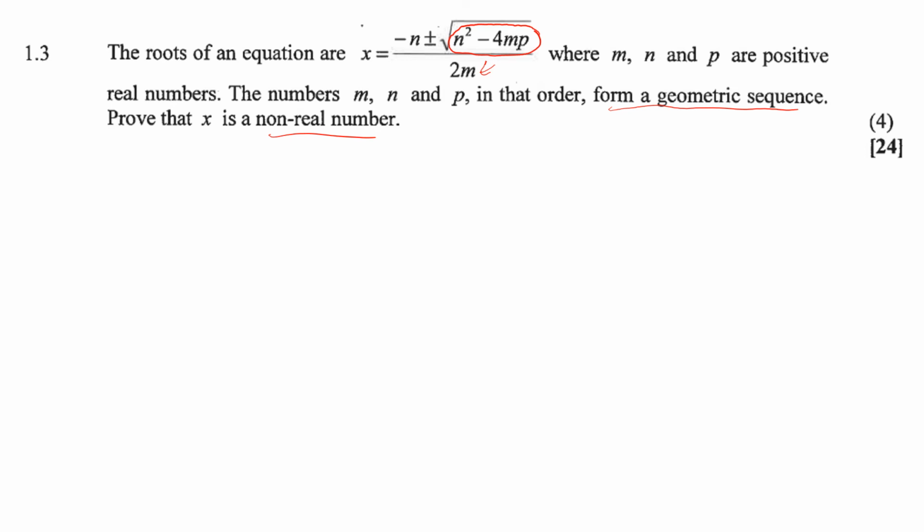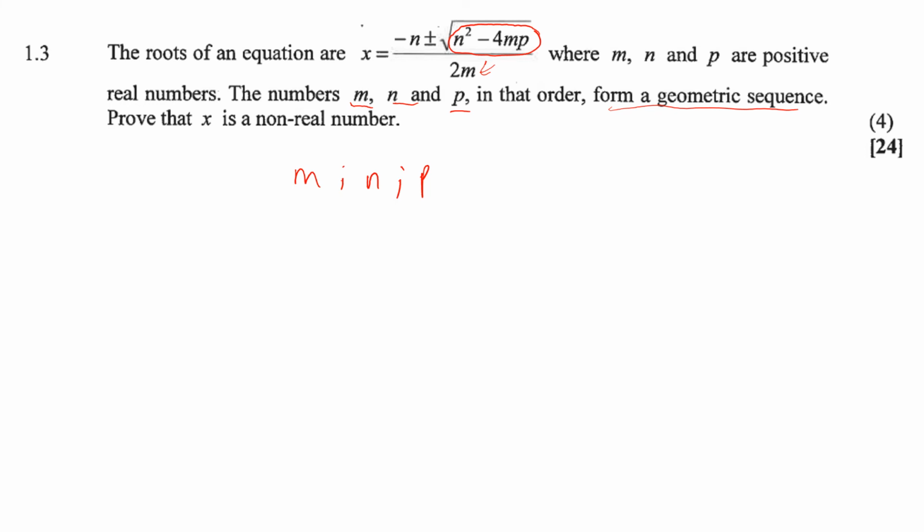Okay, what is much easier to do? Let's use our given statement and see how we can maneuver through this question. All right, we are given that m, n, and p, in this order, form a geometric sequence. There's something we can do. M, n, and p form a geometric sequence.